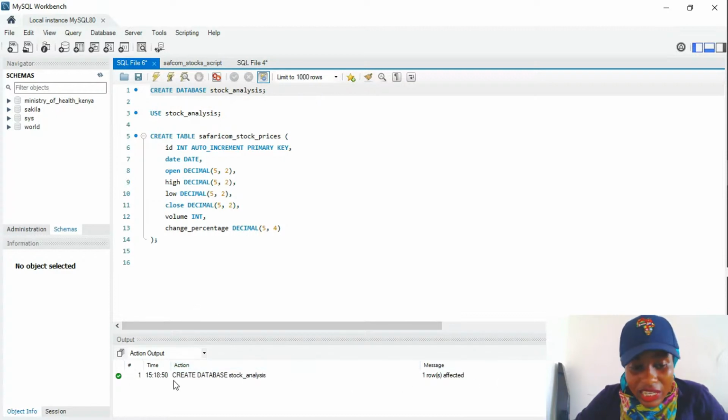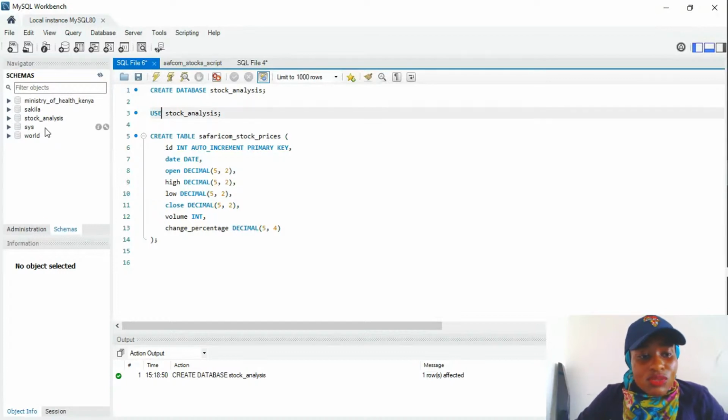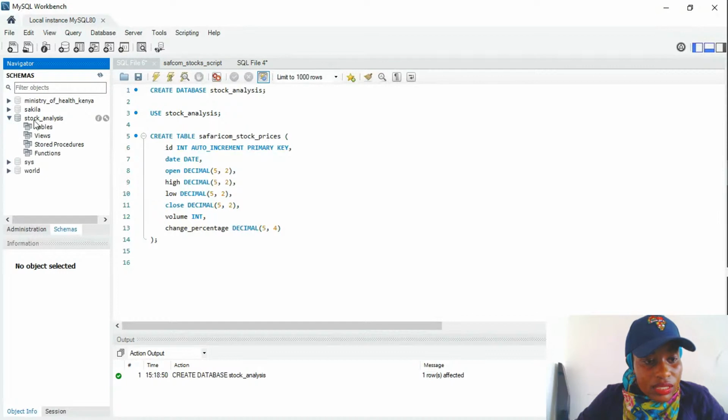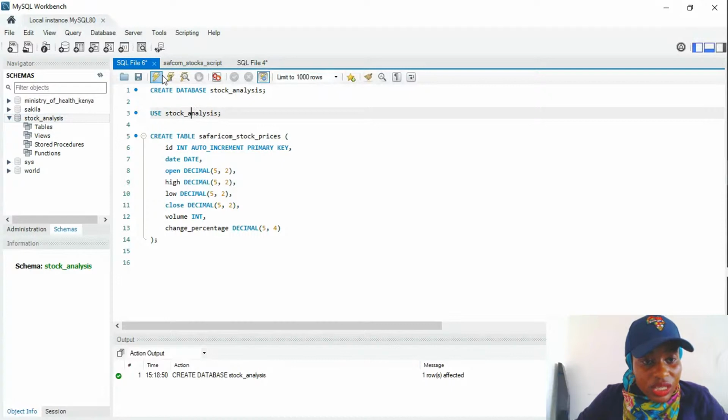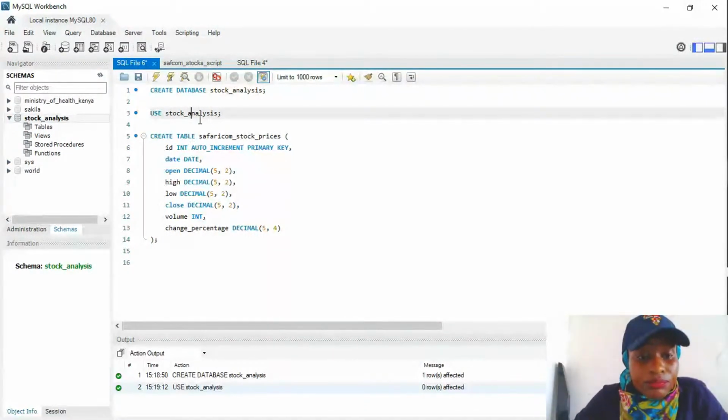Yeah, and our database has been created for us. You can see it down here. You just come here, refresh, and now we have stock analysis here. To activate it, we can either run this or just click it till it turns black. But let me just run it here. You see it has been boldened for us. After we've highlighted the database that we want to use moving forward, the next thing is to create a table in which we're going to import our data.